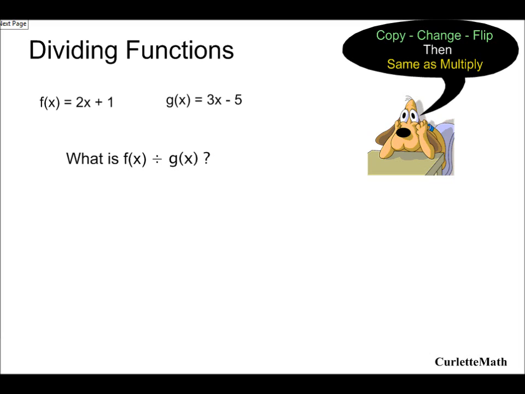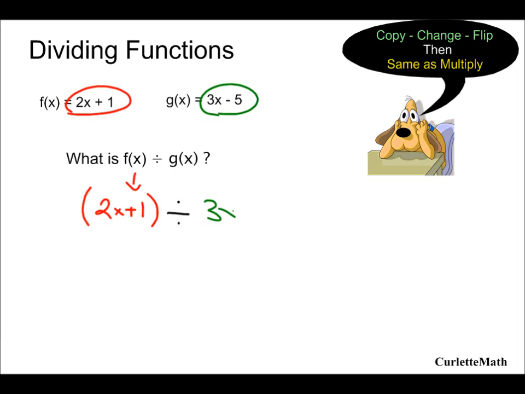Looking at a problem where we need to divide. Now, if we look up in the top corner where that dog's going, oh my gosh, I can't remember what to do. Remember, copy, change, flip, then the same thing as our multiplication. So, it says f first, so we need to write down our f, which is 2x plus 1. I like to keep things in parentheses. Divide by our g, which our g function says that it's 3x minus 5. I like to keep everything in parentheses. It keeps our functions in groups.